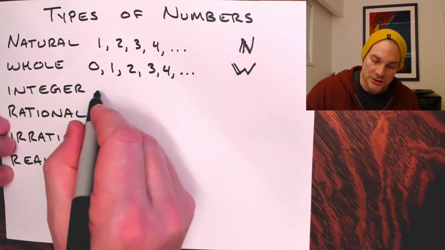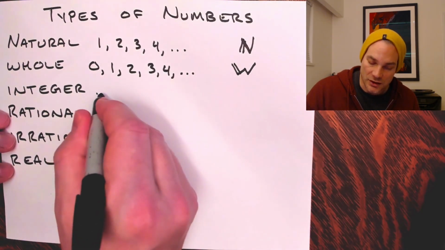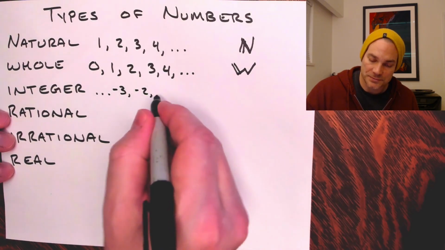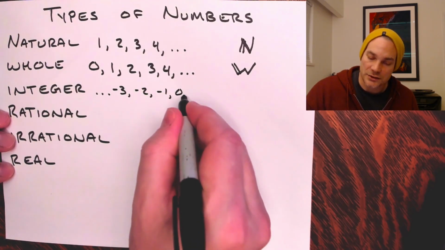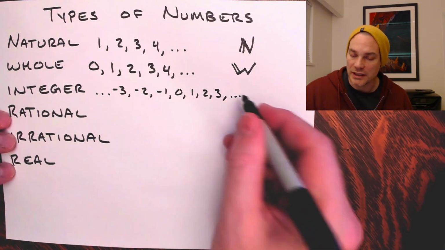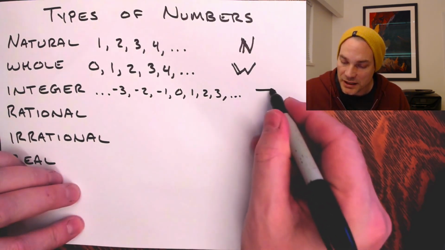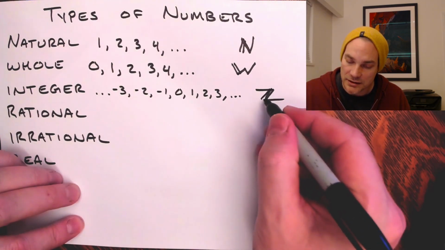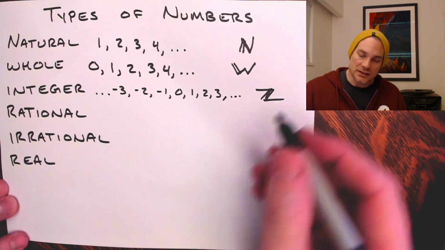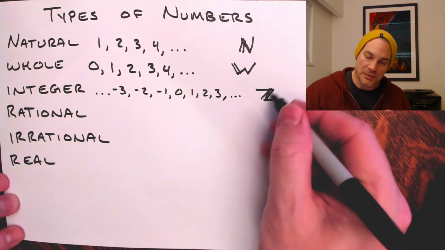And now we have the integers. So the integers are all the counting numbers, but they are negative as well. And they include 0. And they go on. And we do the integers by a double-backed I, which now kind of looks like a Z. But it's a double-back I. It's got two backs in the middle.